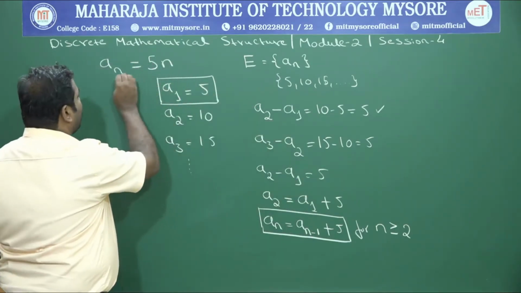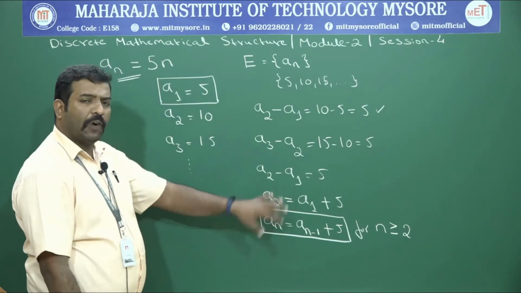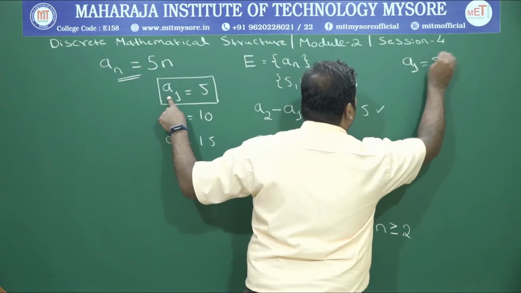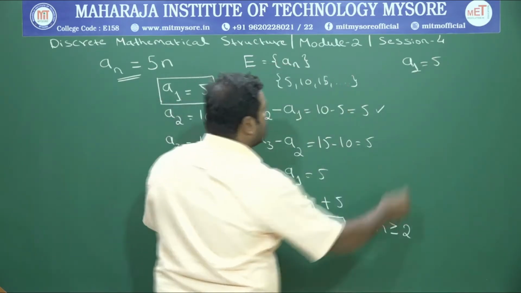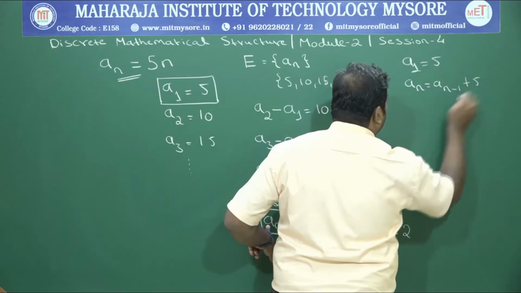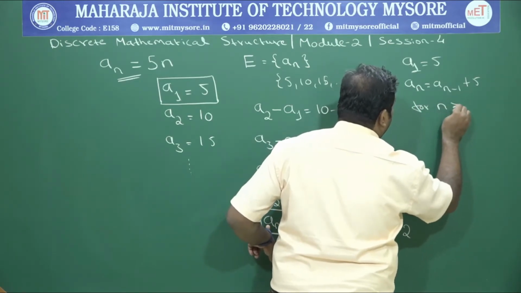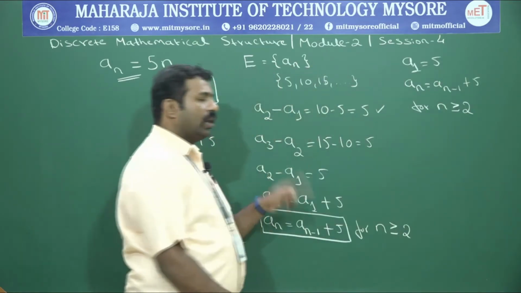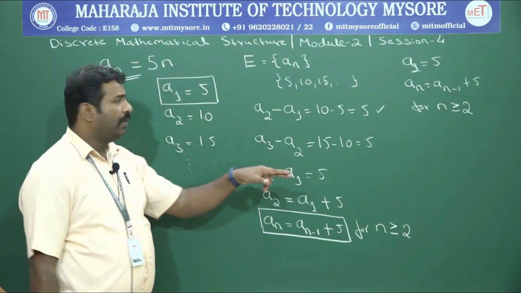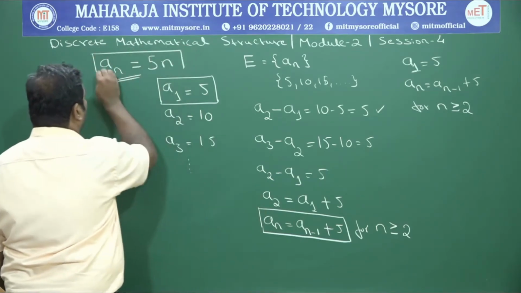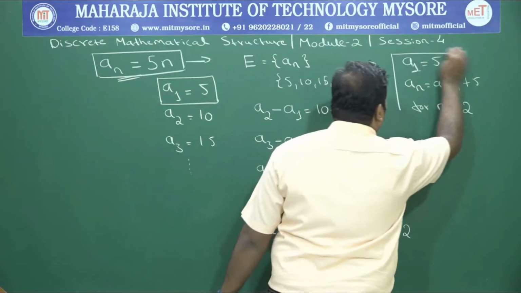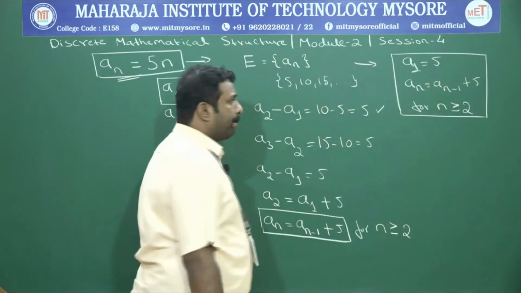So now, for the given explicit form, the recursive way is going to be A1 equals 5, and the recursive rule is an equals an minus 1 plus 5 for n greater than or equivalent to 2. This is how I am going to represent an explicit form as a recursive form. This is the explicit form, which I have converted into a recursive form. This is what the recursive form is going to look like. I hope I am clear.